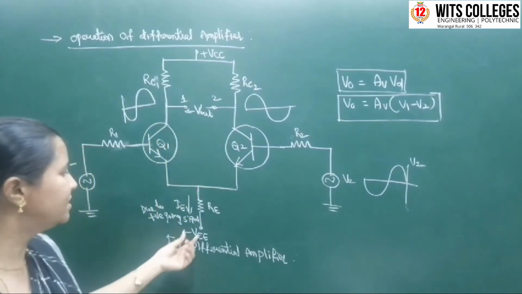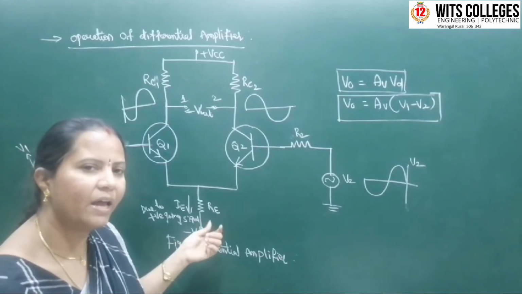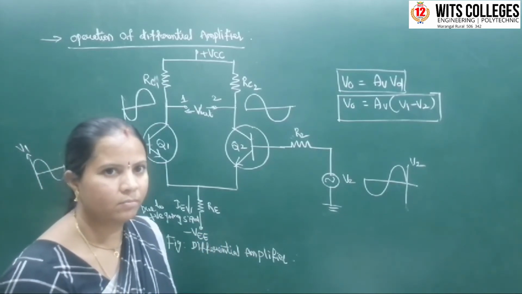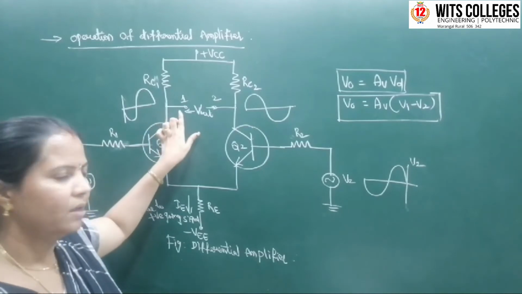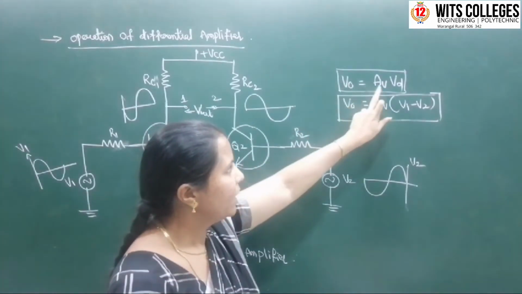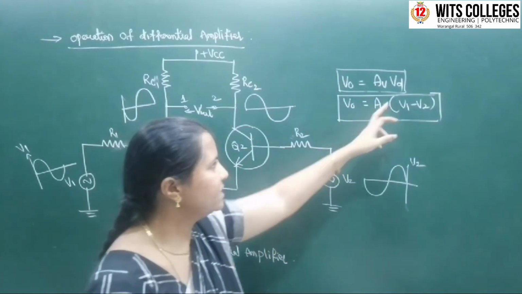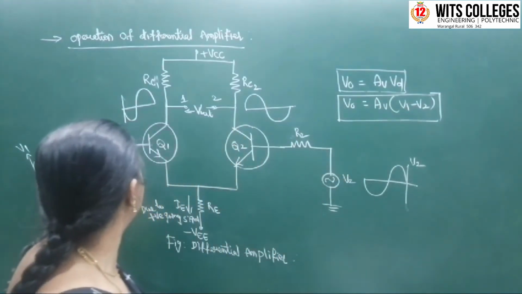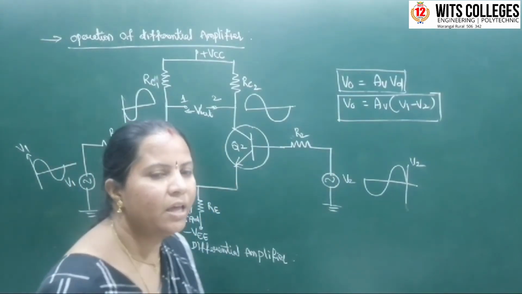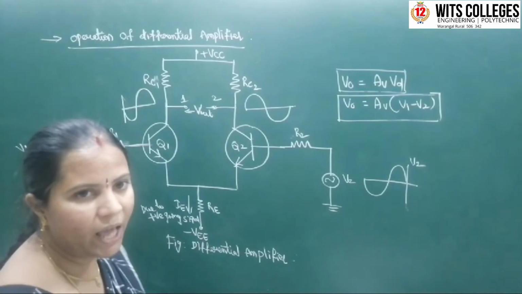Whatever signals go through the emitter resistor Re are the same in magnitude, but they are 180 degrees out of phase. So these two output signals cancel each other, and you get the signals at the collector terminals like this. Here the output voltage V0 equals AV into VD, where AV is the voltage gain and VD is the differential voltage, equal to V1 minus V2. This is the output voltage. Voltage gain is the ratio of output voltage to input voltage. So this is the operation of the differential amplifier.